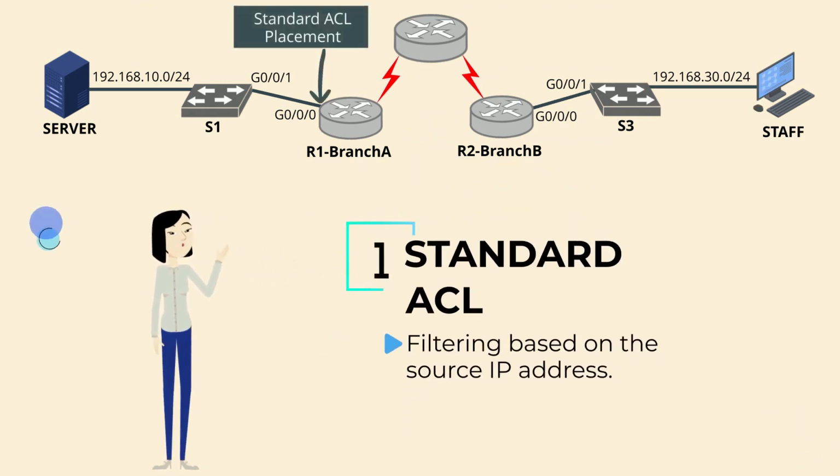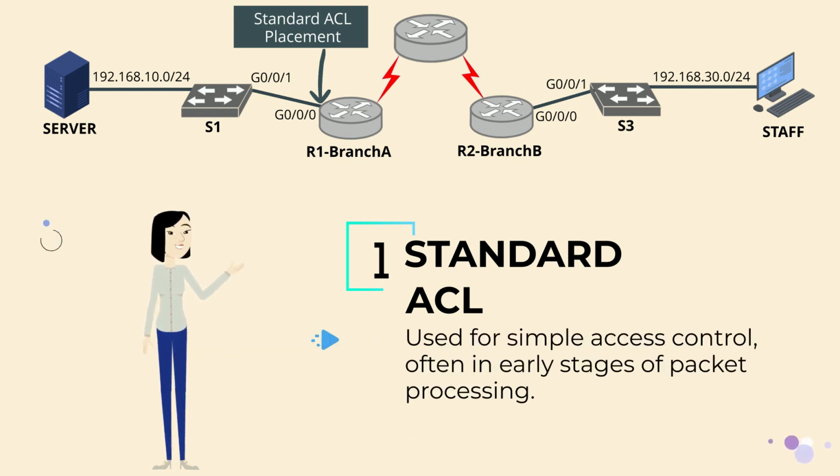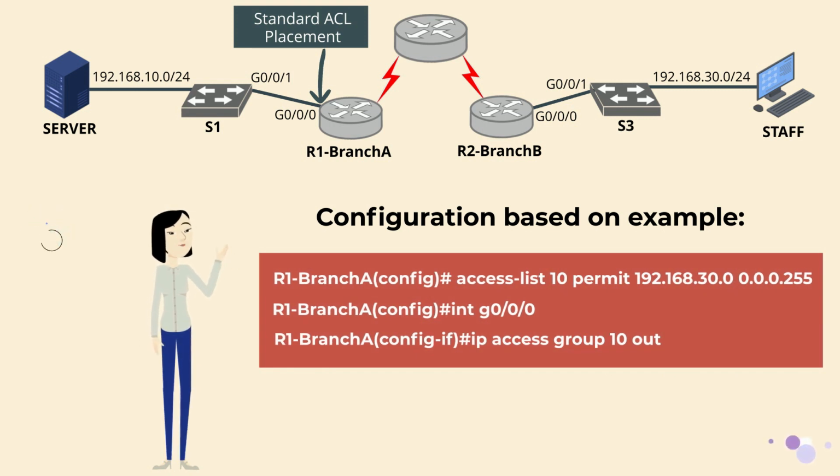Standard ACL will filter based on the source IP address. Next, placement of the ACL should be as close to the destination as possible. It is used for simple access control, often in early stages of packet processing. This is the example configuration.